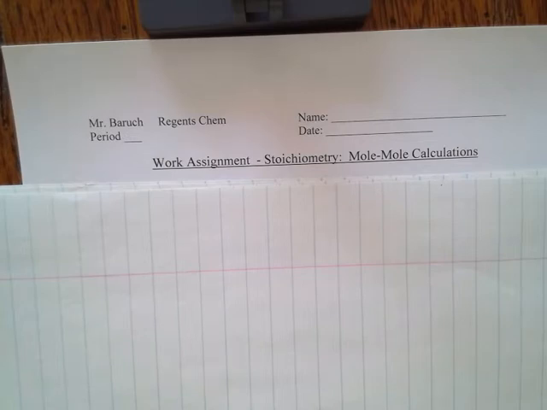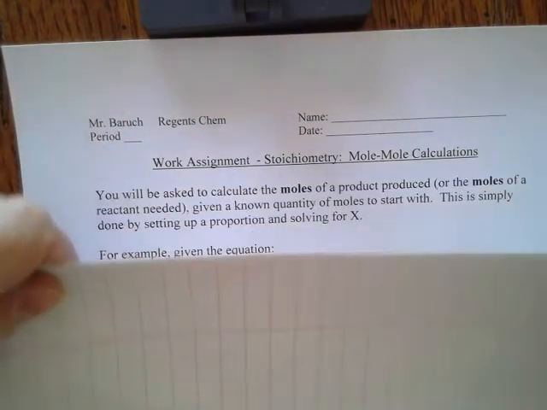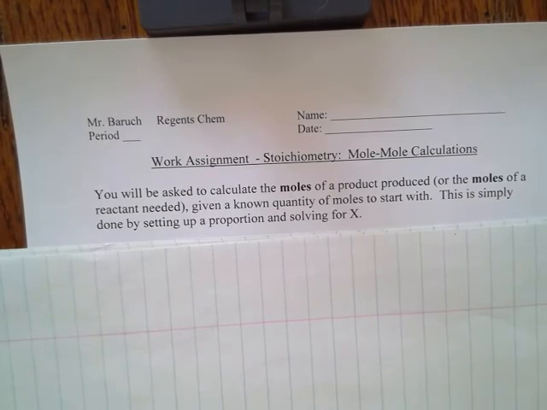So first of all, what exactly is stoichiometry? Well, it's kind of a fancy word for ratio in chemistry. It is a way to figure out how many grams or how many moles or even how many liters of a substance you have, given some starting information, and then converting it or setting up a ratio to find the answer. For example, I could give you a problem where you will be asked to calculate the moles of a product produced or the moles of a reactant needed, given a known quantity of moles to start with. This is simply done by setting up a proportion and then solving for x.